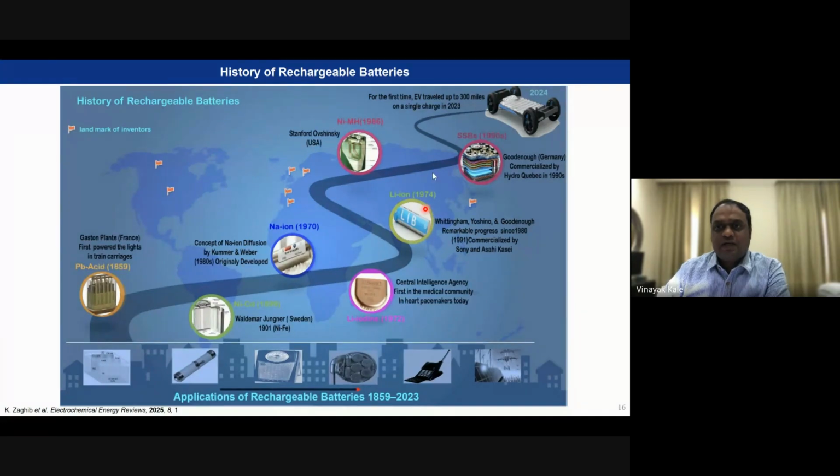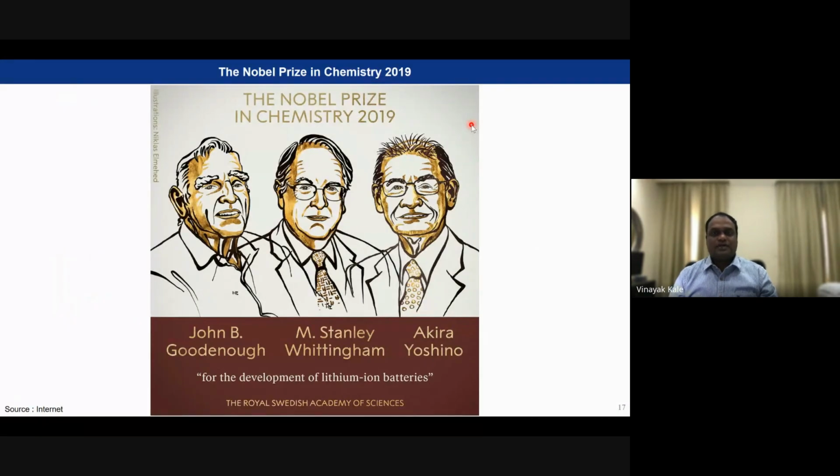And then recently, we can see that Tesla has already successfully demonstrated that an electric vehicle can go 300 miles on one single charge. So in 2019, the Nobel Prize in Chemistry went to the development of the lithium-ion battery, for these three scientists, Professor Goodenough, Professor Whittingham, and Professor Yoshino.